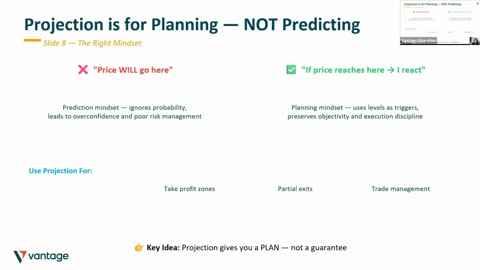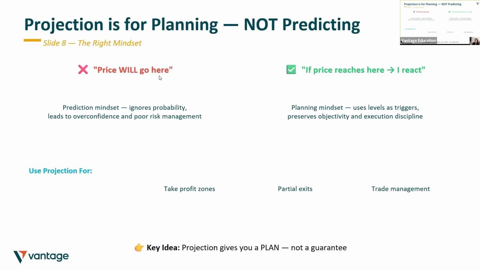Projection is for planning, not predicting. Okay, to me, sometimes I use it for prediction as well, like what if price moves beyond, what is the next move? Then I can have a plan. I can use it for planning my stop loss, above or below, or if it hits my stop loss. If price goes to that level, I wait for the rejection. I might want to sell, something like that. Okay, that's the plan.